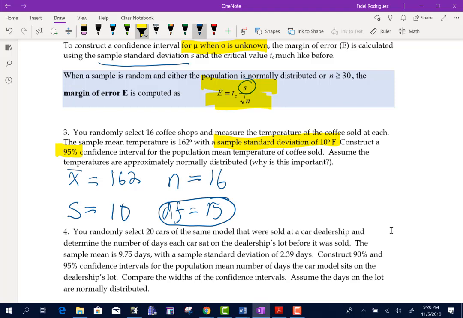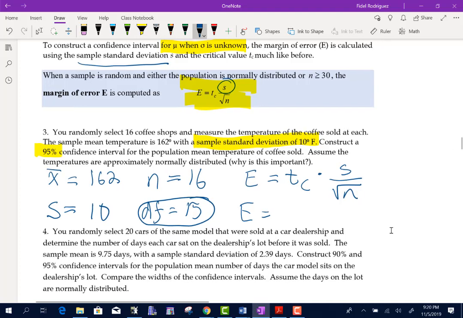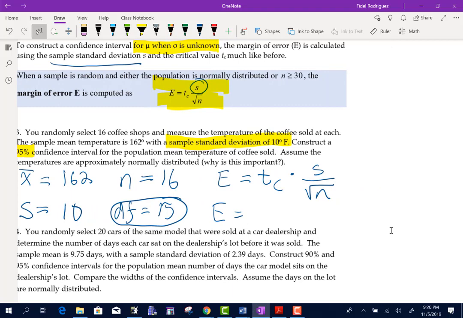So, guys, the first thing I'm going to do is write down my formula. The formula says E equals TC times S divided by the square root of N. We have a couple of options here. We can either use our calculator or we can use the table to find the TC. Which one do y'all prefer? Calculator. Okay, so we're going to use the calculator.